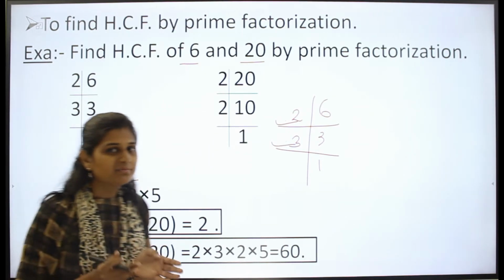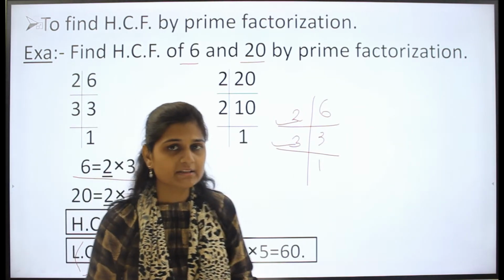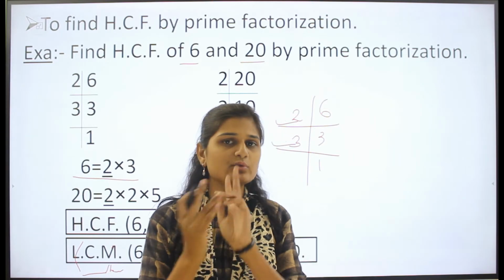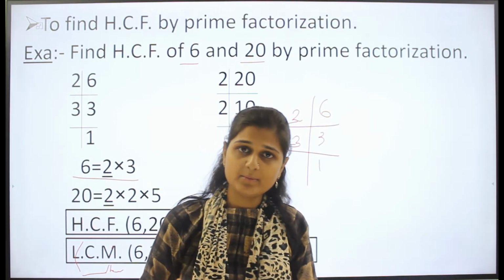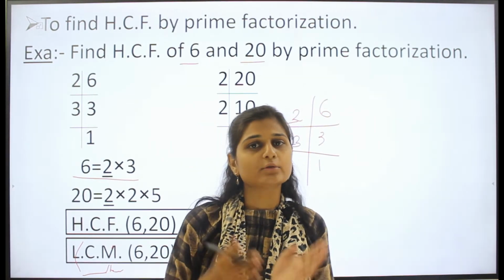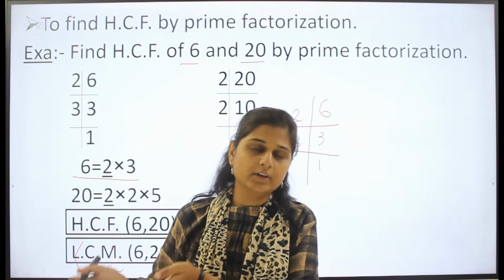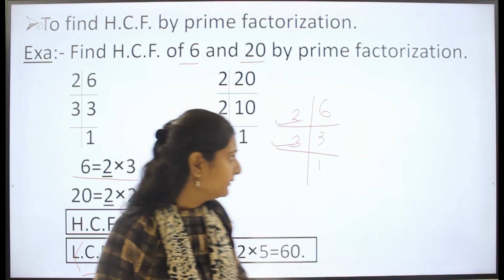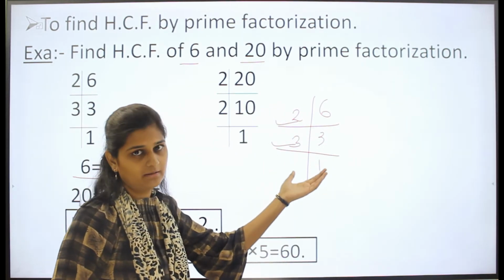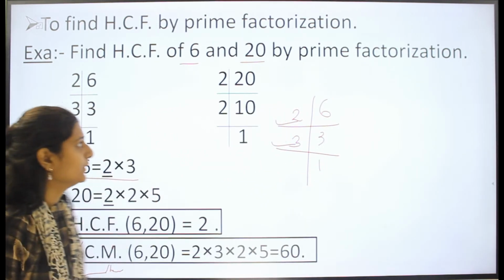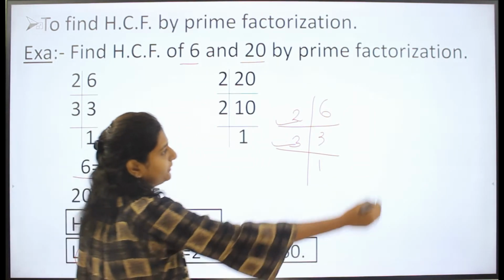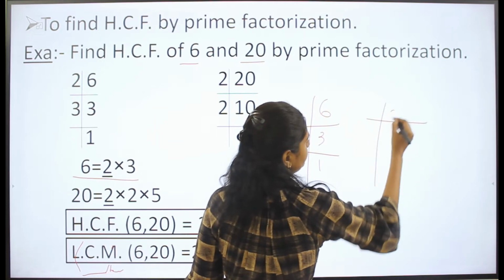This is the simple method. You also learned it in your 5th to 9th standard. You just have to start from 2. If it is divisible by 2, apply 2. If not, then go to 3, then 4, 5, and up to infinity. So here we have found the prime factors of 6, but we also need to find the factors of 20.